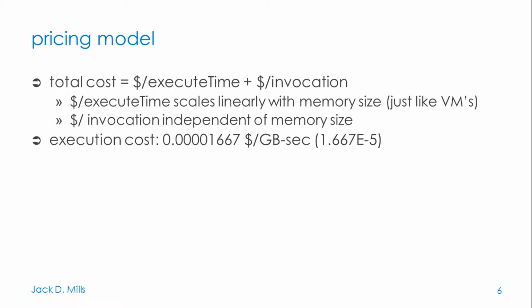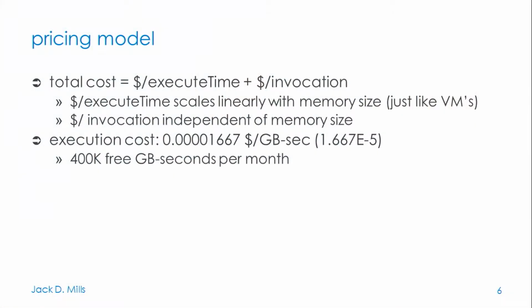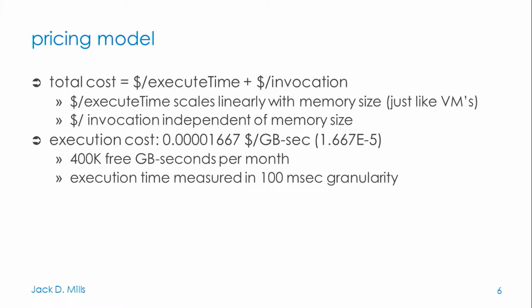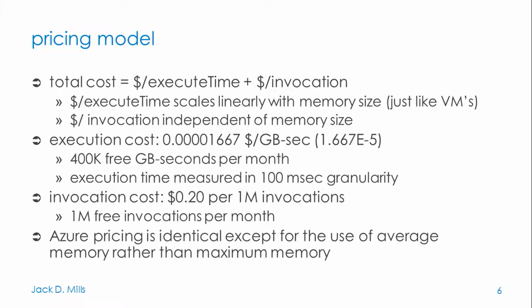The cost for execution is this funky number here. VMs are priced in dollars per hour or dollars per second. Lambdas have these funky little units, dollars per gigabyte second. As it turns out, I'm going to show you next, that's actually the same pricing model as virtual machines. You get 400,000 free gigabyte seconds a month, and they measure it in 100 millisecond granularity. For invocation costs, it's 20 cents per 1 million invocations. You get 1 million free every month.